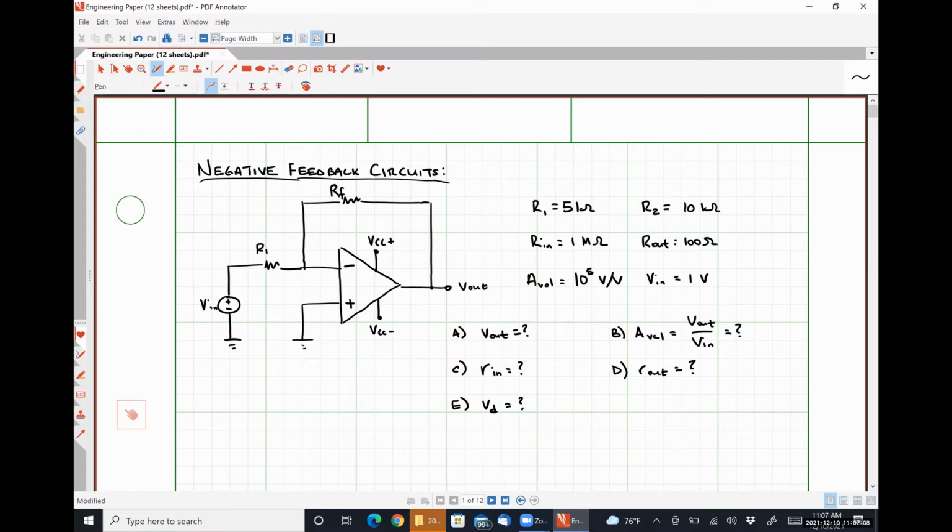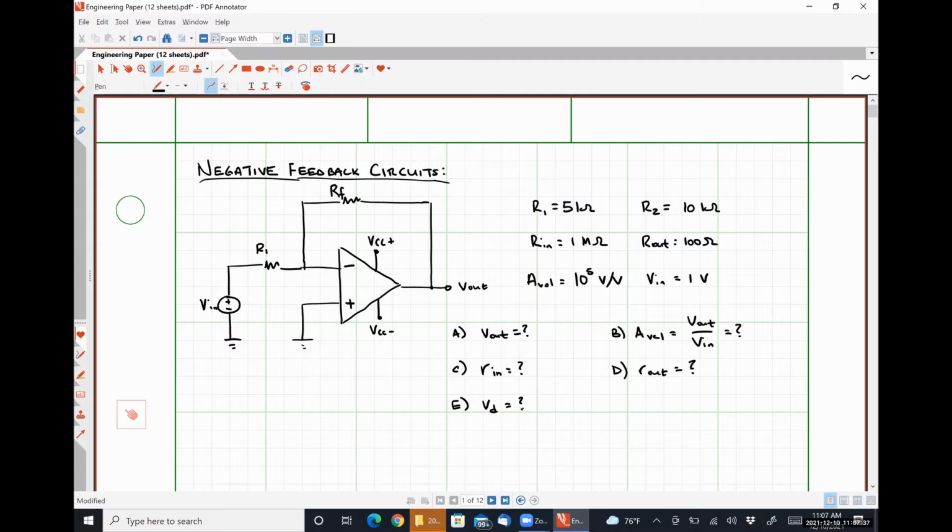At least three of these things are new-ish to you. The output voltage is fairly straightforward. We've been dealing with output voltage all the time. We've been doing a lot with differential voltages as well, so that one's fairly straightforward. But these three in the middle, the closed loop gain, the input resistance, and the output resistance, are all probably new.